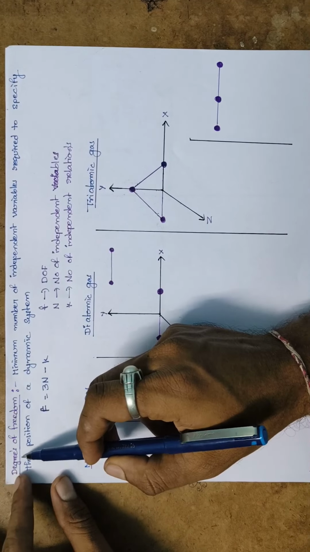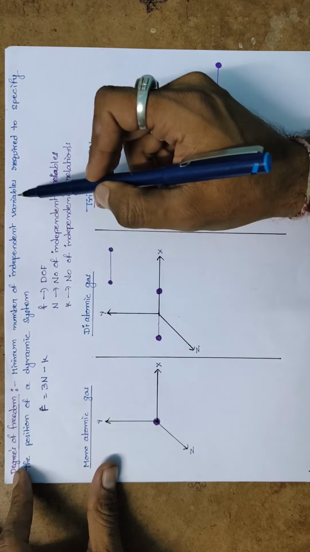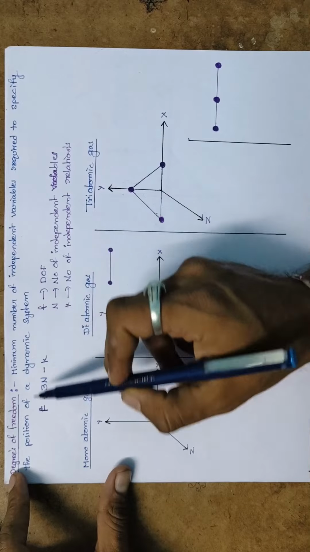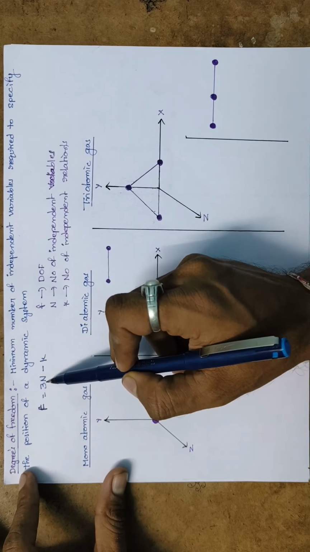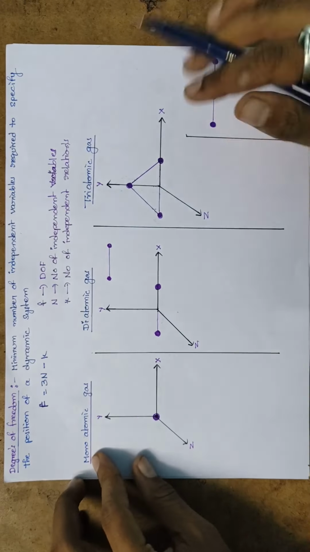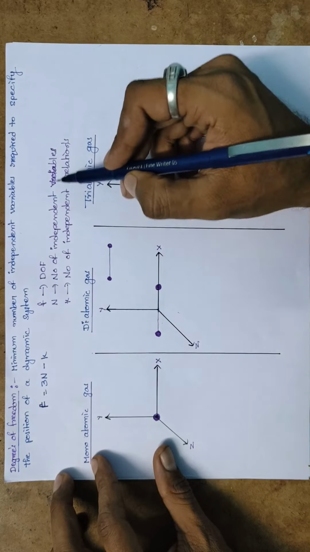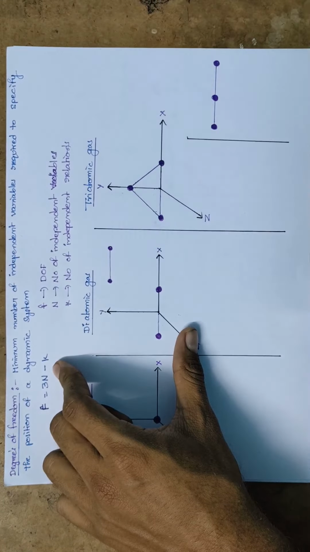The topic is degrees of freedom. It is defined as the minimum number of independent variables required to specify the position of a dynamic system. So the symbol of degrees of freedom F is equal to 3n minus k, where F is called degree of freedom, n means number of independent variables, and k is called number of independent relations.